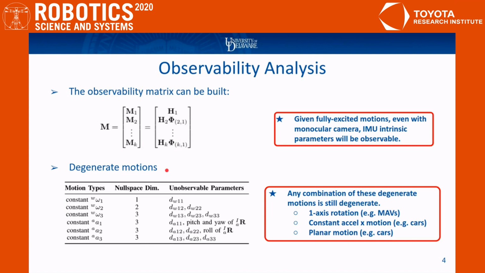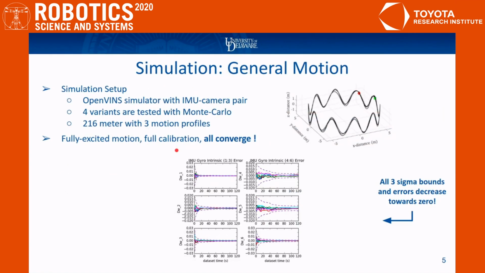However, we also identify 6 motions that can cause certain parameters to be unobservable. We call them degenerate motions. We want to emphasize that any combination of these degenerate motions is still degenerate. For example, y-axis rotation, which is common for manipulators, constant acceleration along the x-axis, and planar motion, which are common for ground vehicles. These are all degenerate for IMU intrinsic calibration.